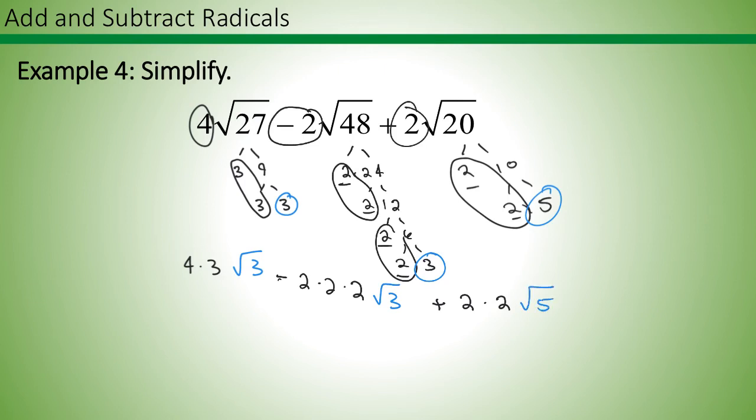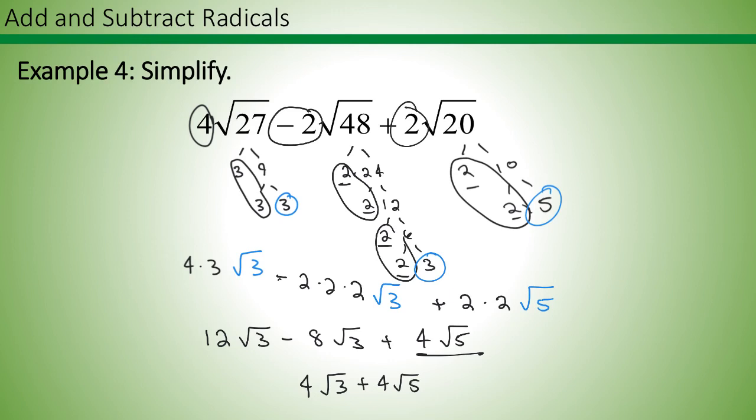Okay, so let's simplify this a little bit. This will be 12 root 3 minus 8 root 3 plus 4 root 5. Okay, so 12 root 3 minus 8 root 3, I can combine those. That's going to be 4 root 3. This cannot be combined, so plus 4 root 5. And that's as simple as this one gets.